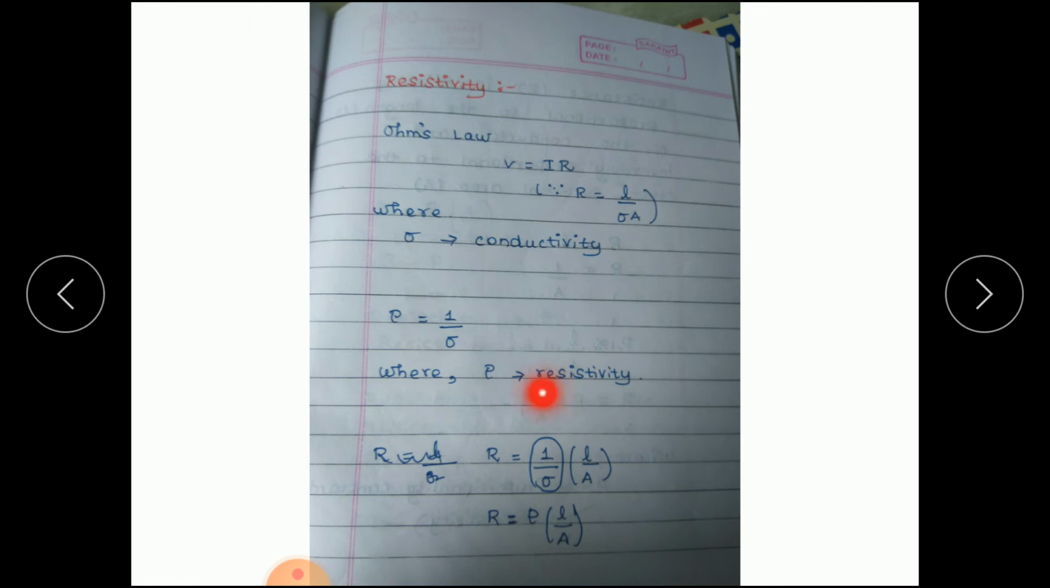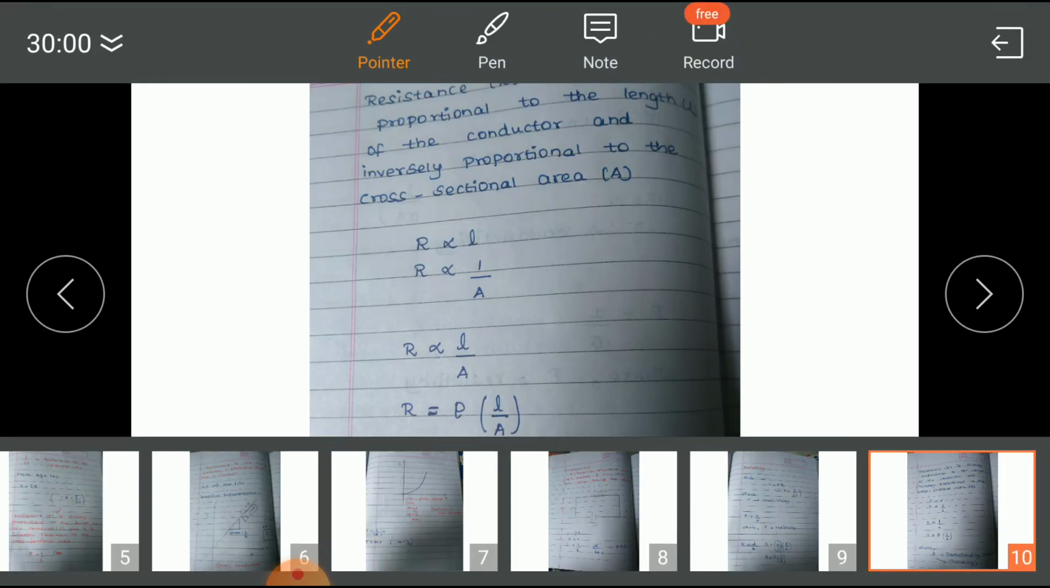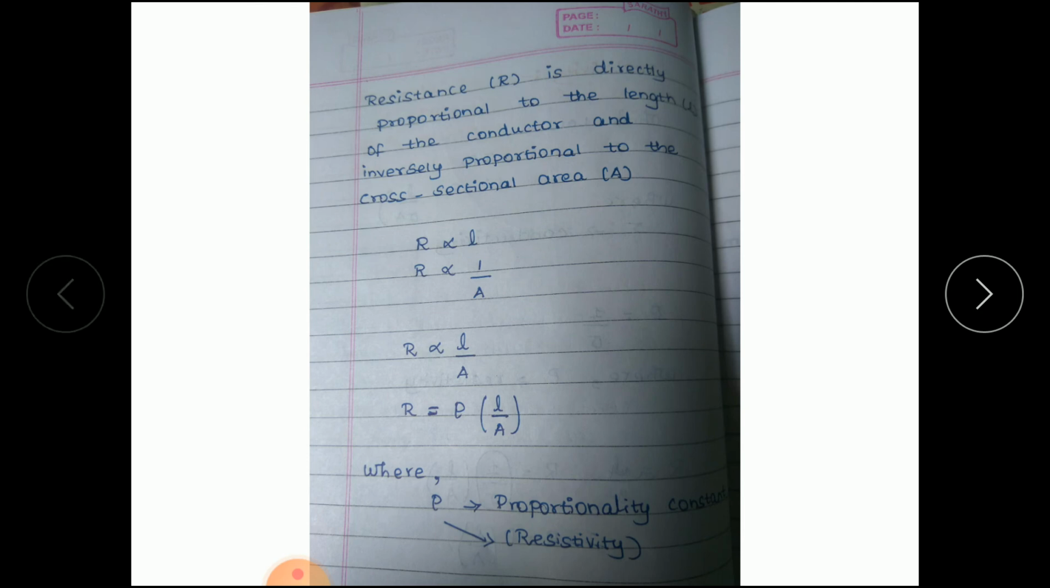Okay, and we can write this conductivity using resistivity, that is rho is equal to 1 by sigma, where rho is the resistivity. So we can write the equation as resistance R is equal to 1 by sigma into L by A, where 1 by sigma is the resistivity rho. So R is equal to rho into L by A. From that we are defining resistance. So resistance is directly proportional to the length of the conductor and inversely proportional to the cross sectional area.